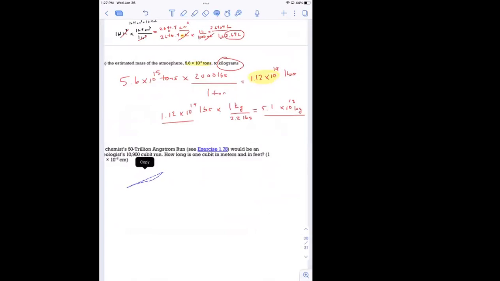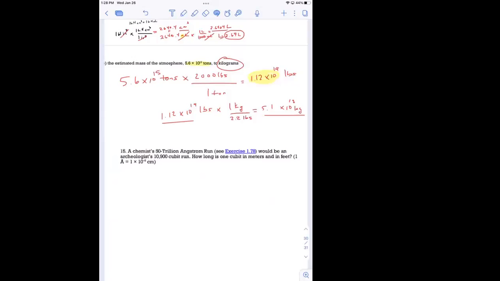It says a chemist's 50 trillion angstrom run will be an archaeologist's 10,900 cubit run. How long is 1 cubit in meters and feet? So let's just convert from angstroms to meters and angstroms to feet, and then we can go back and figure out the cubits.